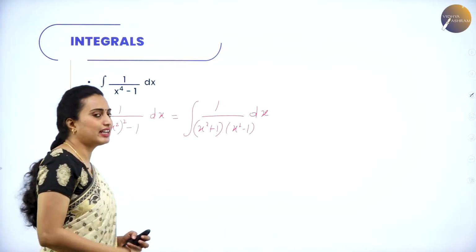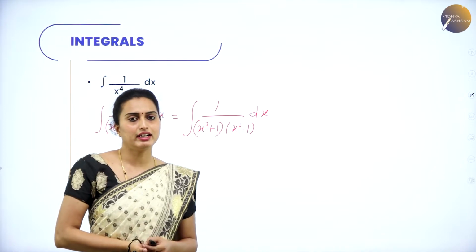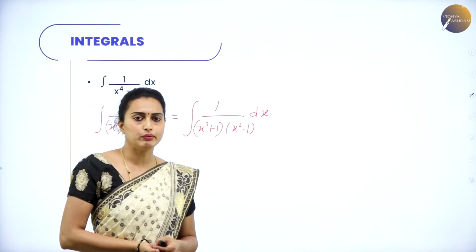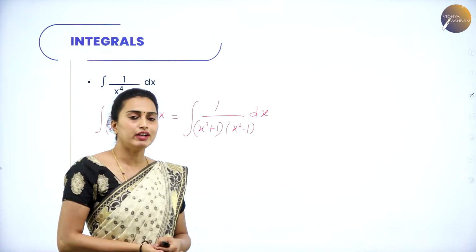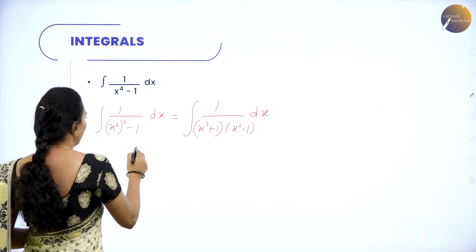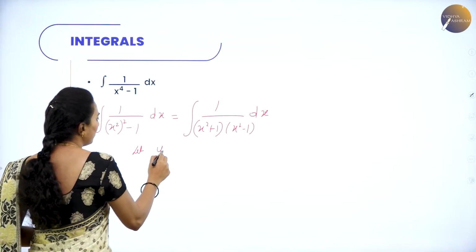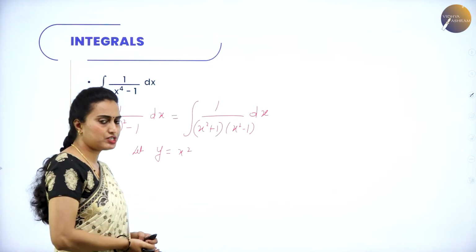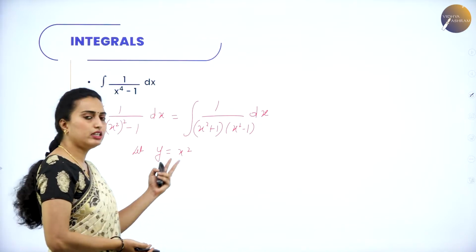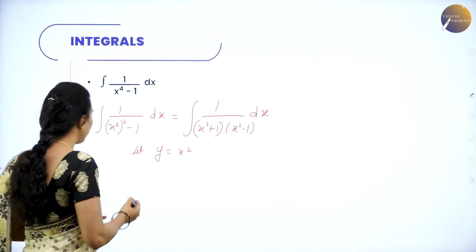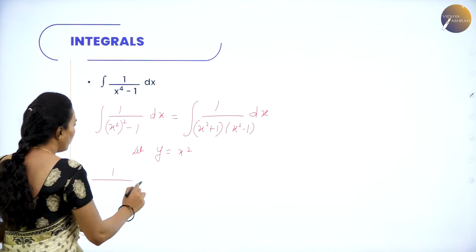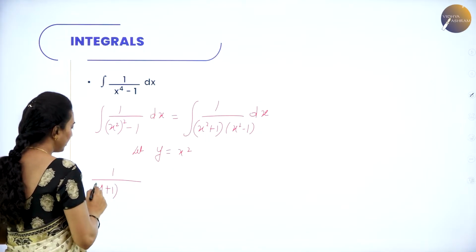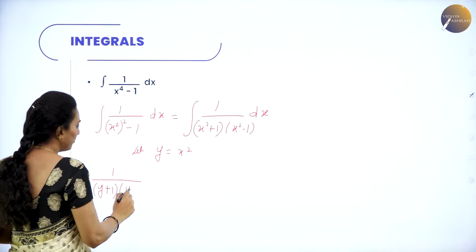Now here, rather than integrating that directly, let me take y is equal to x squared. I am going to substitute y is equal to x squared. Now dear students, this we need to do by partial fractions only. So I have taken here y is equal to x squared. Then what happens to the inside of the integral? 1 divided by x squared becomes (y plus 1) into (y minus 1).